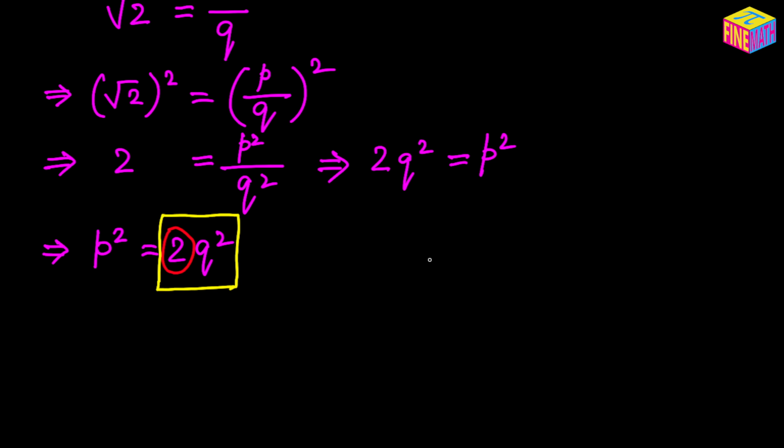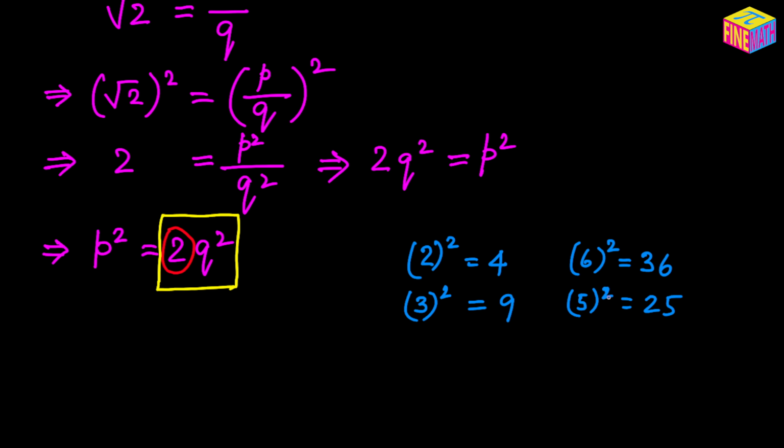Why? Let's take a few examples. Suppose we take an even number and we square it, we get 4, which is an even number. But if we take an odd number, we square it, we get an odd number. Similarly, if we take another even number, suppose 6, we square it, we get 36, which is an even number. But if we take, say, 5 and we square it, we get 25, which is an odd number. So you can see that if the square of a number is even, then the number itself must be even. So in this case, because the square of p is an even number, that means p must be an even number.